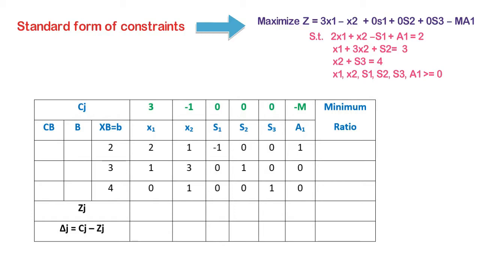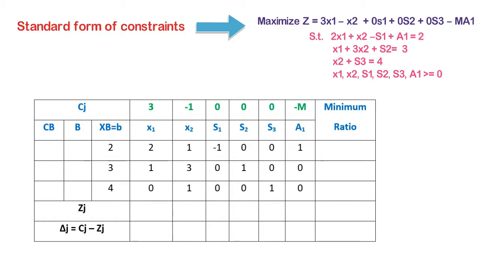Now in the second row I have written CB, B, XB, then x1, x2, s1, s2, s3 and a1. These are the decision variables and artificial variables. CB is the cost of the basic variable, B is the basis, and XB is the right-hand side of the constraints.